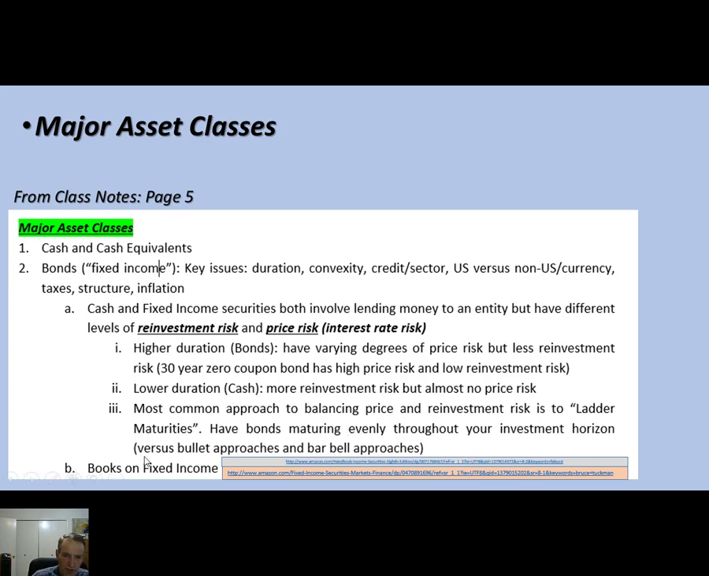There are some great books on fixed income. This first one is by a gentleman named Frank Fabozzi. I don't think he actually wrote it, but he's the editor of it. He probably wrote sections of it. It's a very long book, probably 1,300 pages.